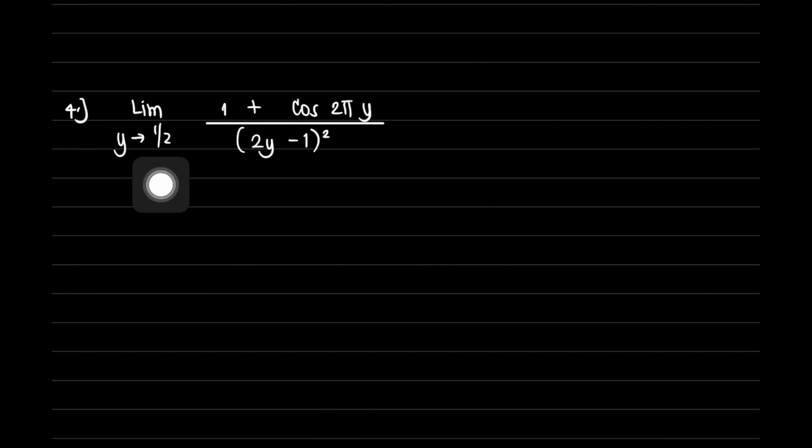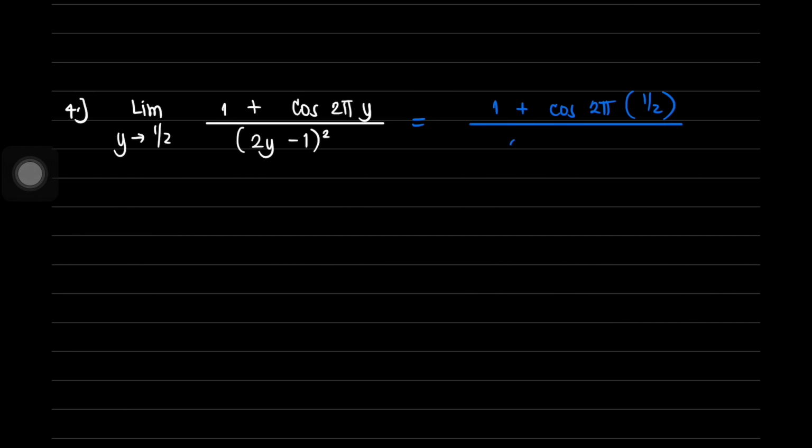For the fourth problem here, we have the limit of (1 plus cosine of 2 pi y) all over (2y minus 1) quantity squared as y approaches 1/2. So if we're going to evaluate this one, this is now equal to 1 plus cosine of 2 pi multiplied by 1/2 all over (2 multiplied by 1/2 minus 1) quantity squared.